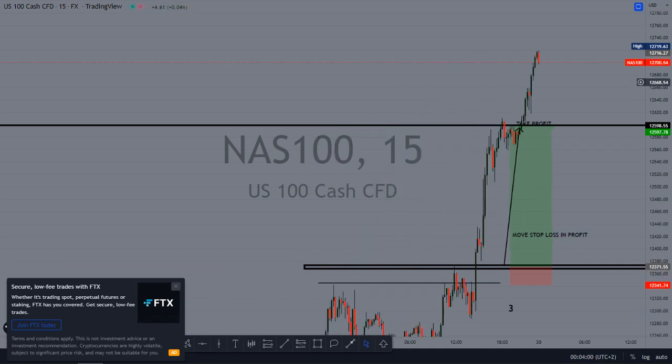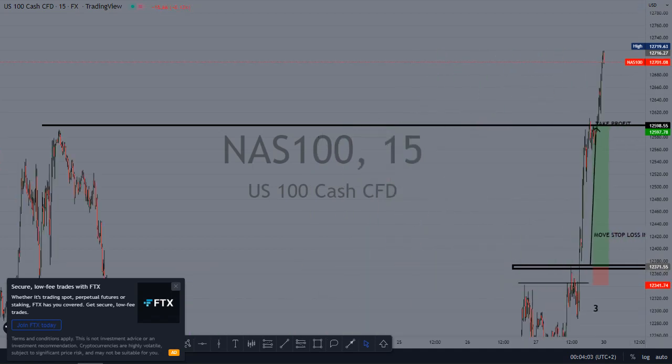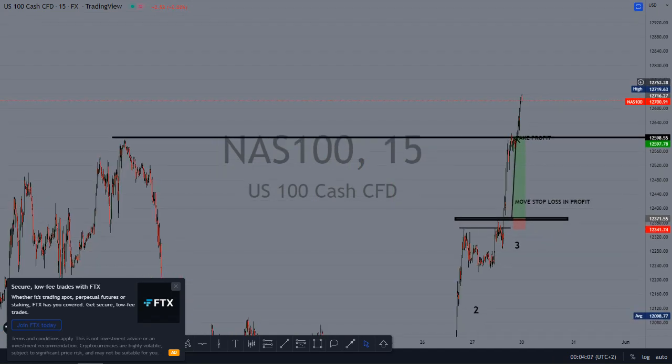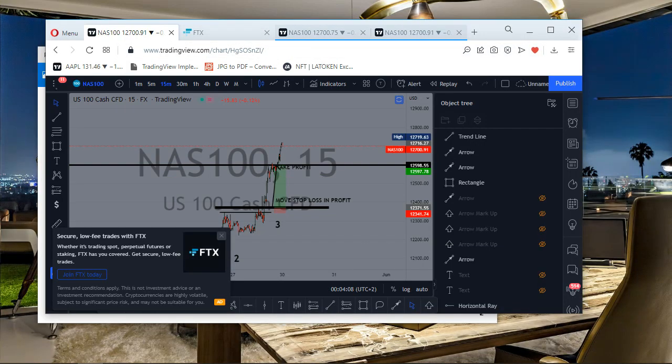So this was Nasdaq. Now we want to see where Nasdaq is going. Let me see, we close this.